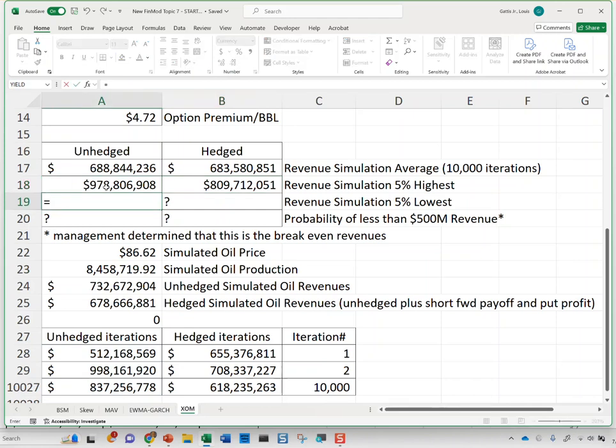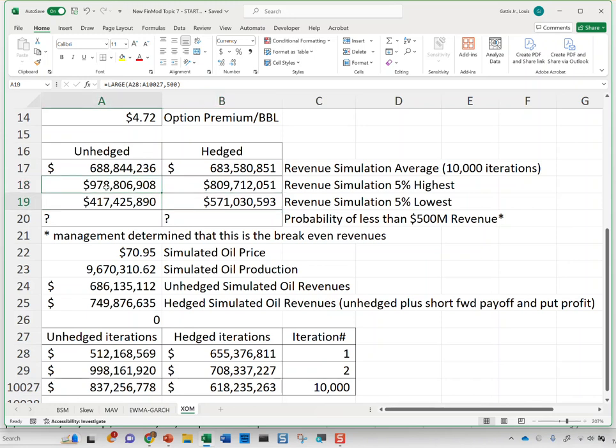We can do SMALL. So I'll just put in the array, comma, 500. If there's no hedging, it looks like the revenues were between 417 and about 980. With this hedging scheme, hedging 90% of your exposure, 70% with forwards, 20% with options, 10% unhedged, you're now between 570 and 809. And in this one, we'll say this is the critical one. Management is really concerned that revenues could be less than $500 million.